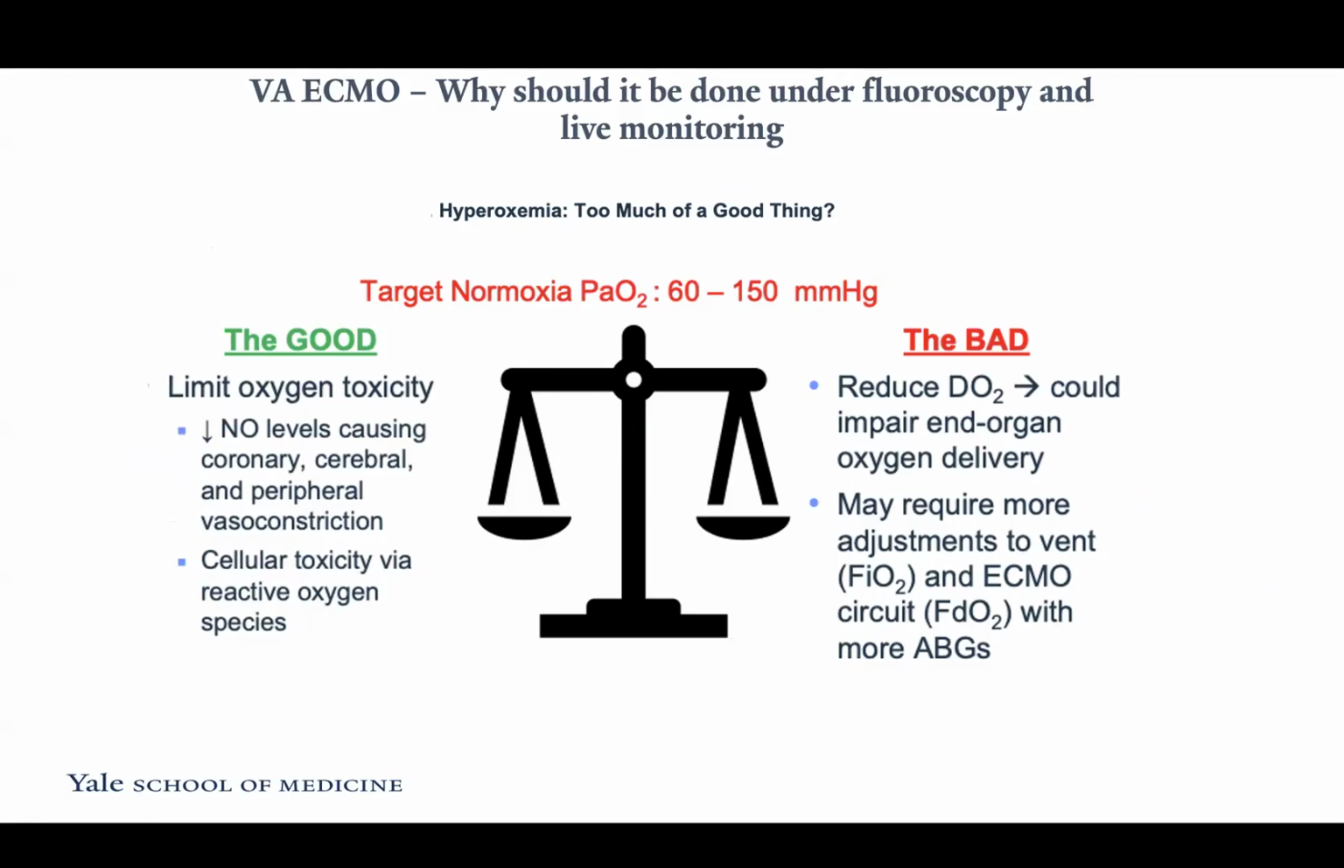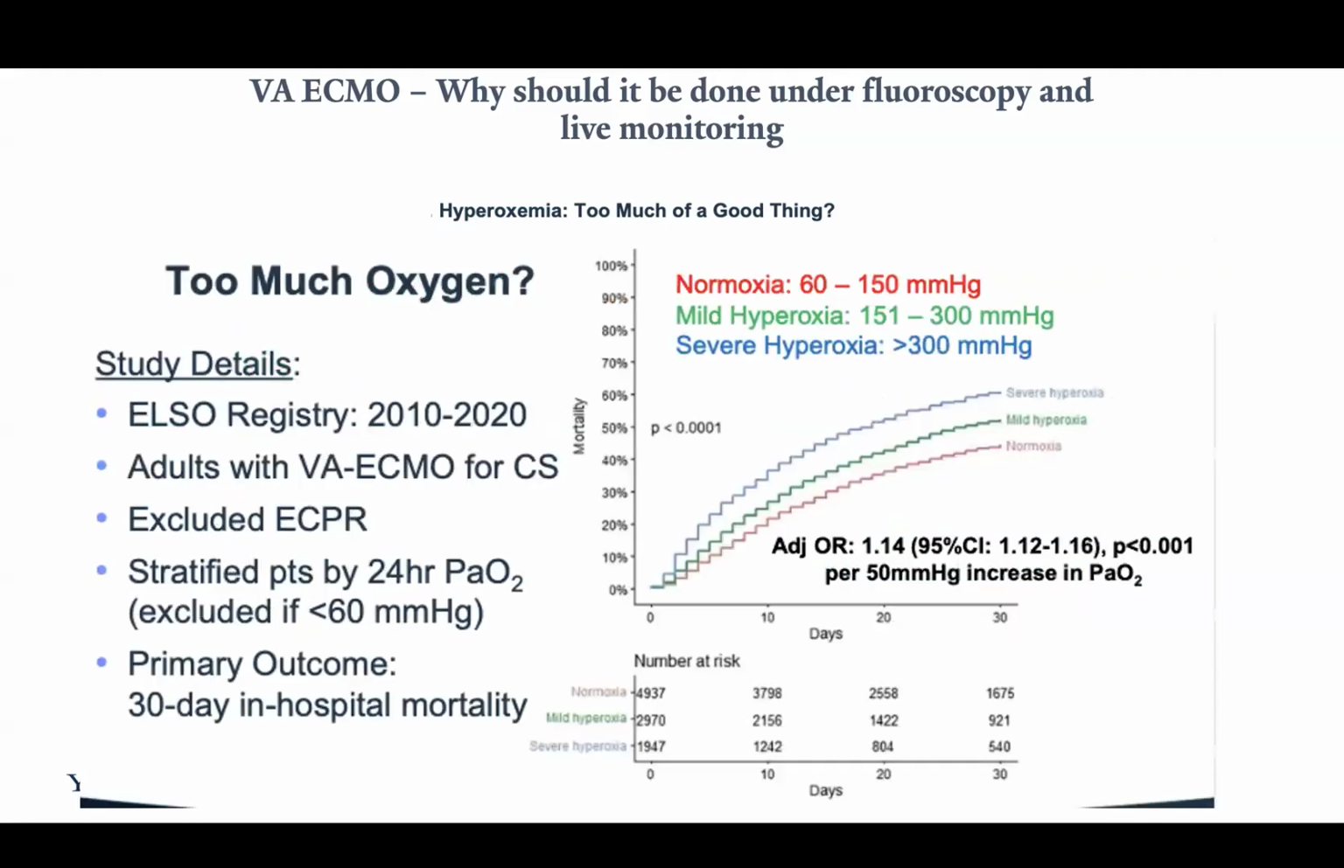So again, from this same registry, they looked at target levels of oxygen, and with these things, you can have a PO2 of 300 if you want to, right? But that doesn't mean that helps, and that's been looked at. So actually having severe hyperoxia was associated with worse outcomes. So if you crash someone on ECMO in the lab, you should get two things.